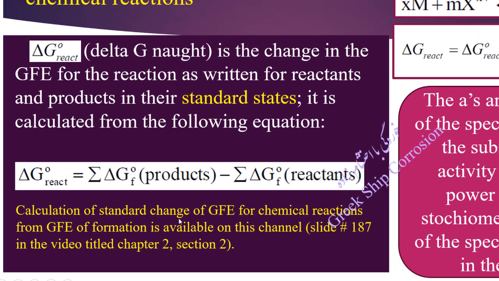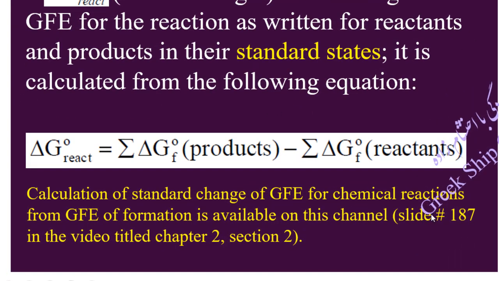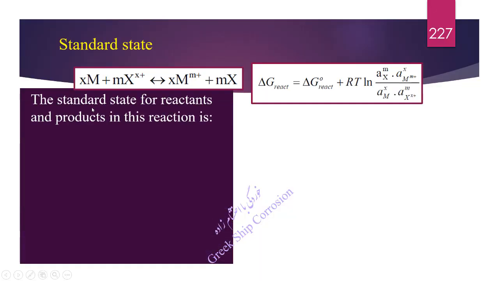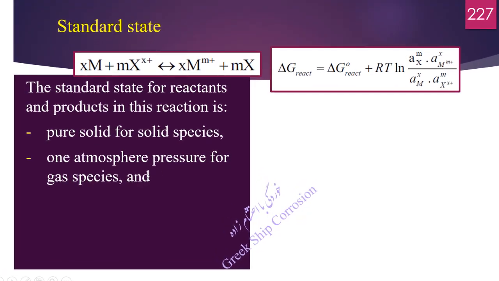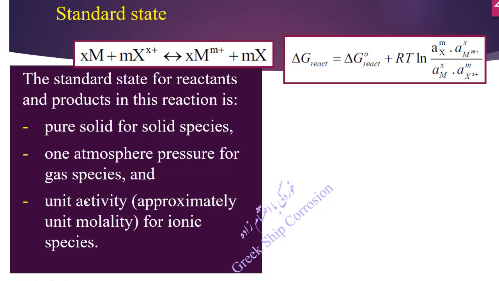Calculation of standard change of GFE for chemical reactions from Gibbs free energy of formation is available on this channel, slide number 187, in the video titled Chapter 2, Section 2. Standard state. The standard state for reactants and products in this reaction is pure solid for solid species, 1 atmosphere pressure for gas species, and unit activity, approximately unit molality, for ionic species.